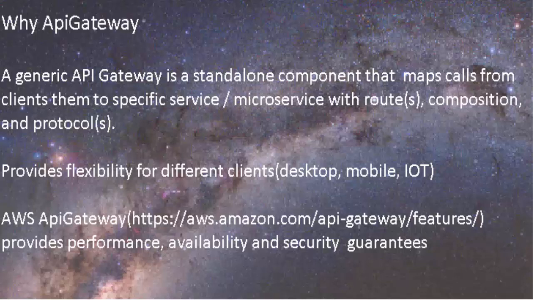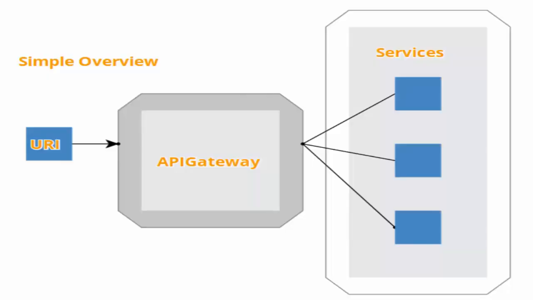API gateway can be used to implement important design patterns like microservices, and can be set up to allow flexibility for different types of clients: desktops, mobile, Internet of Things. API Gateway also provides a number of really important guarantees as regards performance and security.